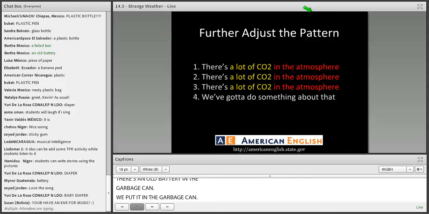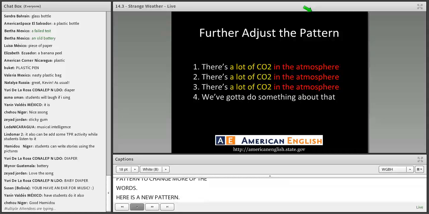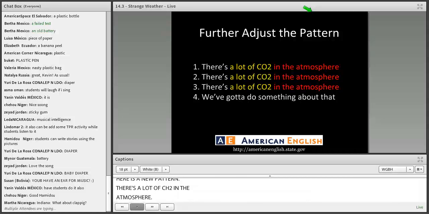Here's a new pattern. There's a lot of CO2 in the atmosphere. We've got to do something about that. Oh, yeah.